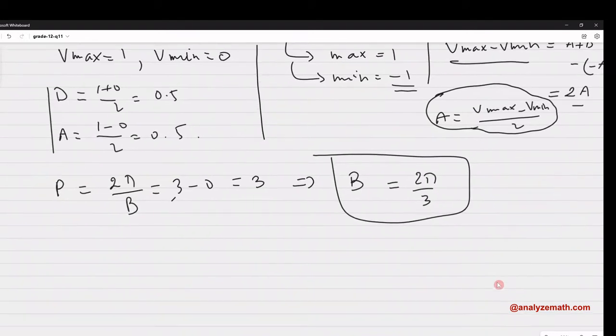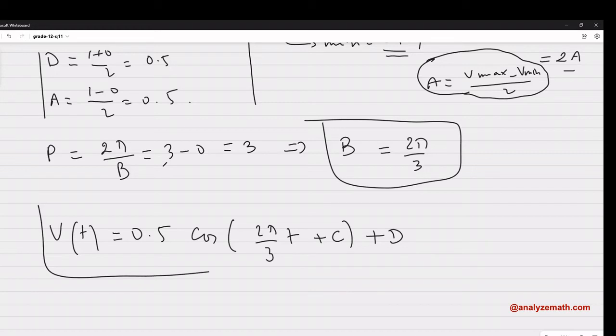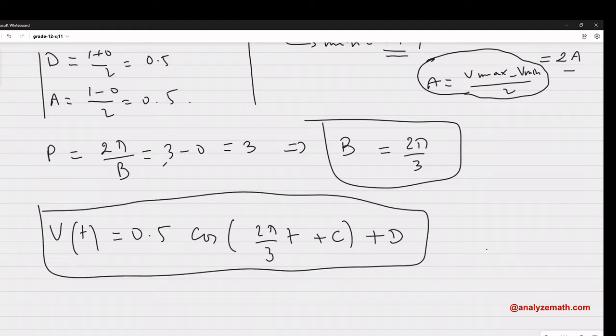So we found 3 coefficients. Let's rewrite our function. V of t is equal to a. We found 0.5 cosine of b, 2 pi over 3, multiplied by the time t, plus c, plus d. Now we still need to find c. There are many ways to find c. The one I'm going to present seems to me to be quite easy.